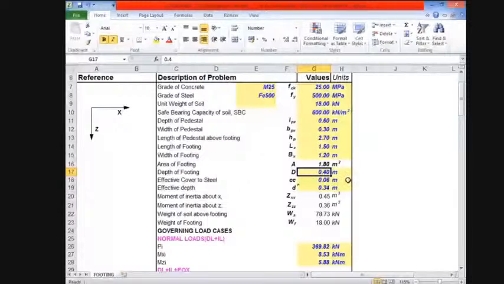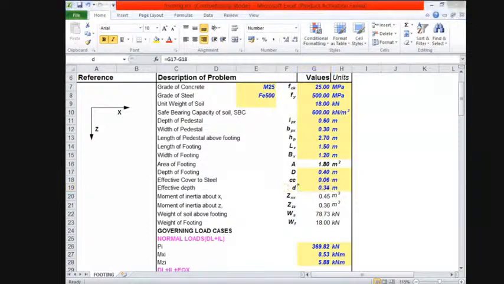The next one is effective cover to steel. Normally, for an isolated footing, the normal cover we use is 50 mm. For a pile cap and so on, the minimum cover is 75 mm. Here I have taken 60 mm, because this is your cover plus the diameter of the bar. So I'm taking this cover as 60 mm. Then the next one is the effective depth. Effective depth is your overall depth minus the effective cover. That also I have considered here.